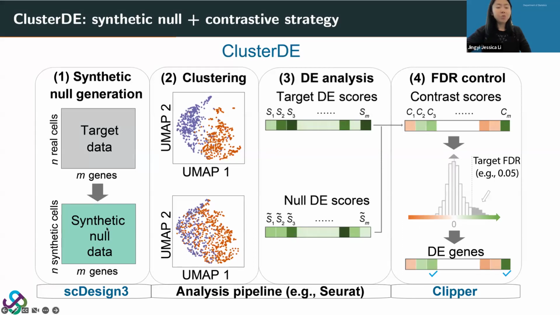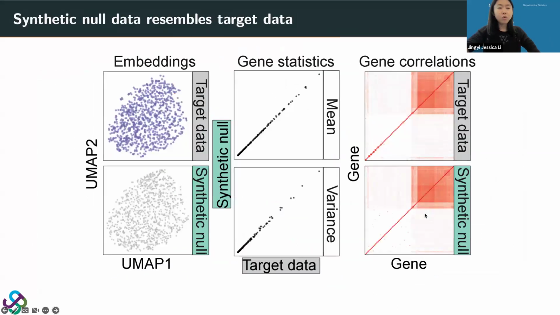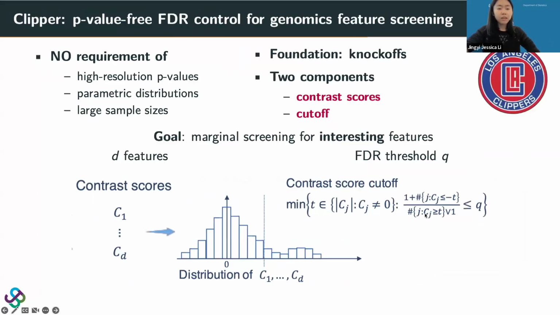All right, so basically we added this synthetic null data generation on top of the Seurat pipeline. So you can run Seurat on your real data and the synthetic null data in parallel. And you compare every gene's DE results from 2 data sets to make discoveries. So due to the time, I will quickly jump to this page.